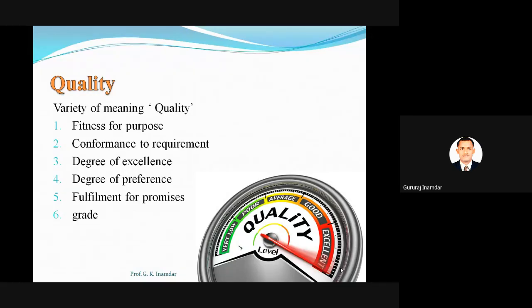Degree of preferences. Fulfillment of promises is also very important. Promises are what we give for the service or the product, a guarantee. For example, 1 year maintenance, 1 year replacement guarantee, 1 year replacement warranty, 5 year maintenance warranty.